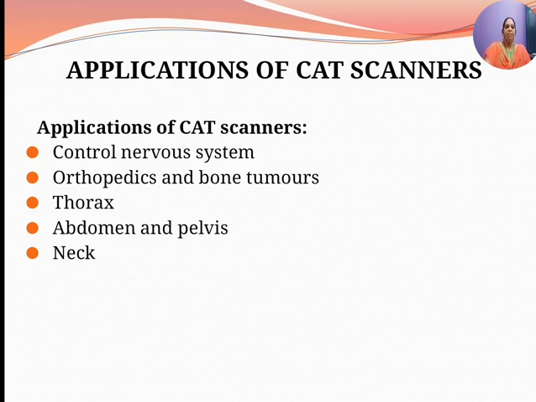Then coming to the applications of CT scanners. CT scanners are used for the central nervous system. They are used to diagnose orthopedic conditions and bone tumors, and in the thorax, abdomen and pelvis, and neck. They find their applications in these areas of medicine.